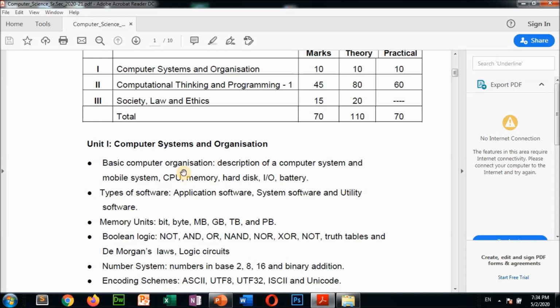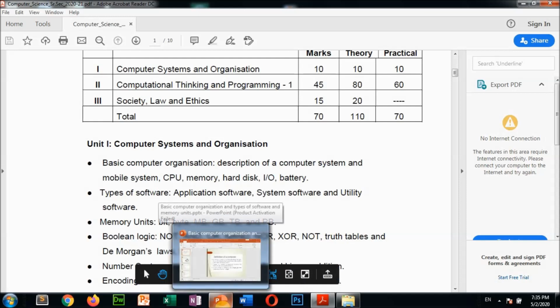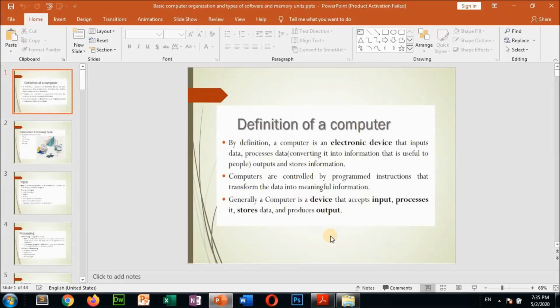And the types of software, application software, system software and utility software, and memory units. These 3 topics we are going to discuss in this video. In the next video we are going to discuss the other topics of the first unit. Okay, so for these 3 topics I have prepared a presentation for you. From this presentation I'm going to show you the basic things that we are going to discuss today. You already know them; if you don't, then try to understand. Now see, I have prepared this presentation for you.